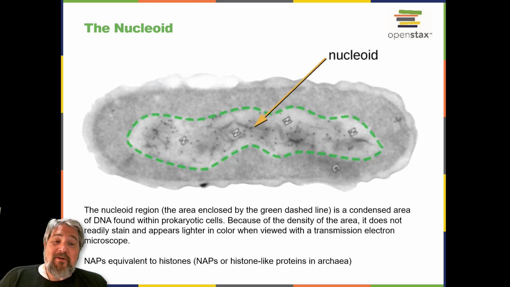In general, prokaryotic DNA interacts with nucleoid-associated proteins, NAPs, that assist in the organization and packaging of the chromosome. In bacteria, NAPs function similar to histones, which are the DNA organizing proteins found in eukaryotic cells. In archaea, the nucleoid is organized by either NAPs or histone-like DNA organizing proteins.